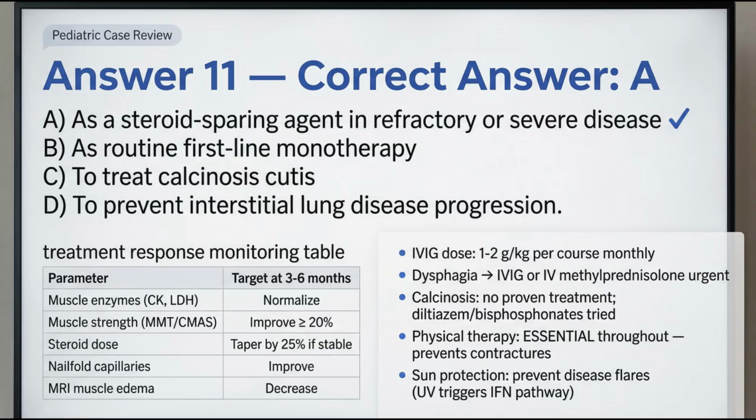Calcinosis has no proven effective treatment. Diltiazem and bisphosphonates have been tried. Physical therapy throughout the disease course is essential to prevent contractures. Treatment response targets at 3 to 6 months include normalization of muscle enzymes, improvement in muscle strength by 20% or more, and reduction in magnetic resonance imaging muscle edema.